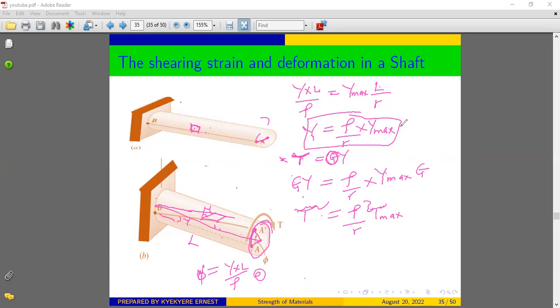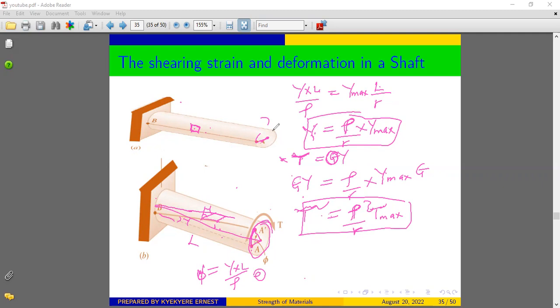So take note of this formula. The strain at every point along the radius is equal to the distance from the center over the radius times the maximum shearing strain. Also, the shearing stress at every point along the radius is equal to the distance from the center to that point over the radius times the maximum shear stress. So these two formulas are important to be applying later on. So it means that the shearing strain is proportional to the distance from the center along the radius, and also the shearing stress is proportional to the distance from the center.